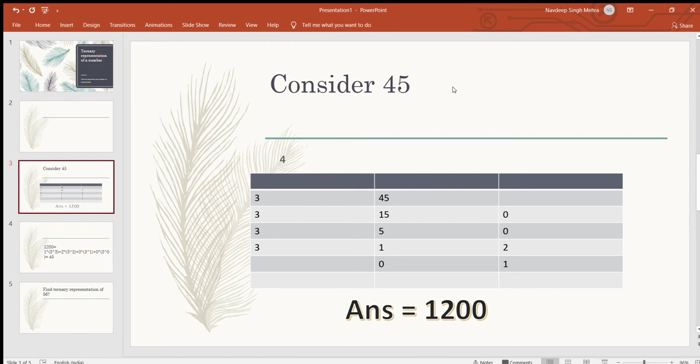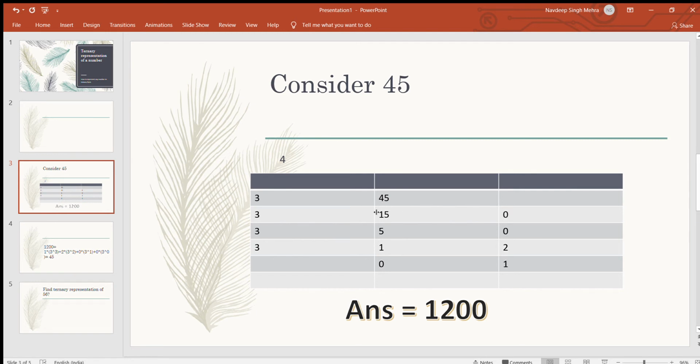So let us consider the number 45. Suppose we have to write 45 in its ternary form. So what we do, we write 45, and then we divide 45 by 3. When we divide 45 by 3, we get the quotient 15 and the remainder 0. So we go on noting the remainders.